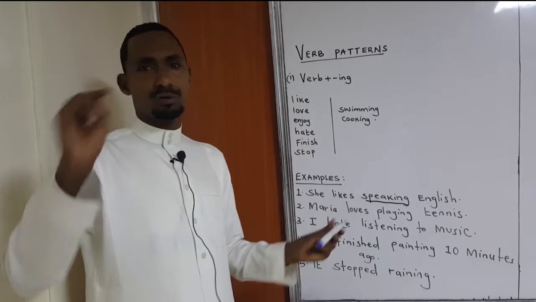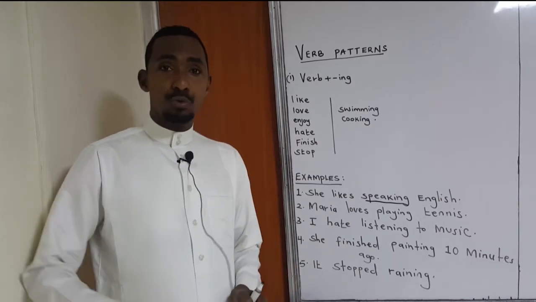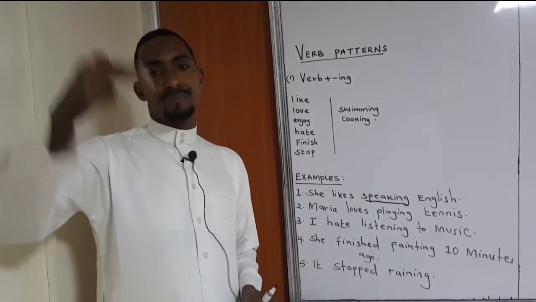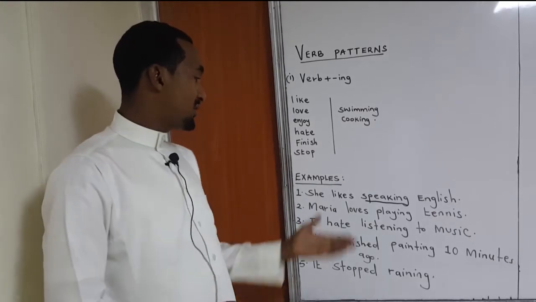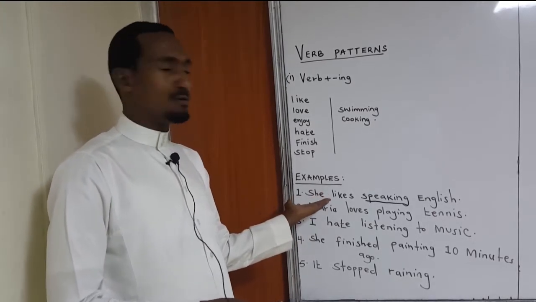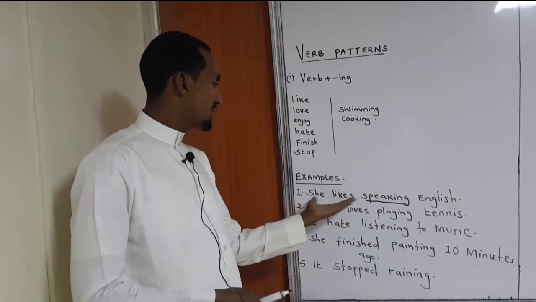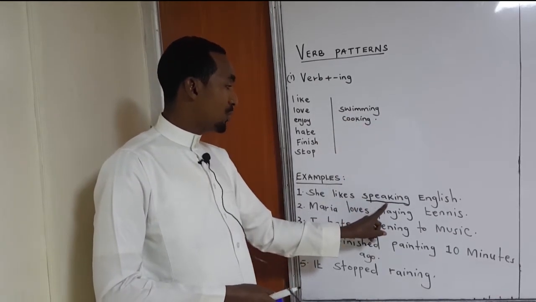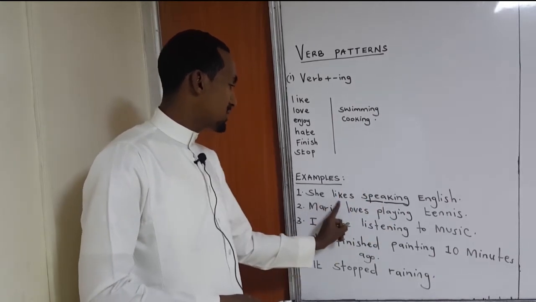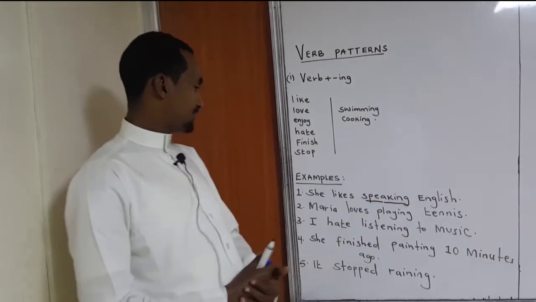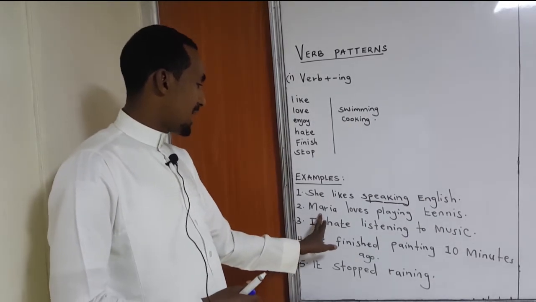This sentence is not present continuous because in the present continuous, we should have subject plus am, is, are plus verb plus ing plus object. So this one, it does not have that format. She likes speaking English. Number two, Maria.